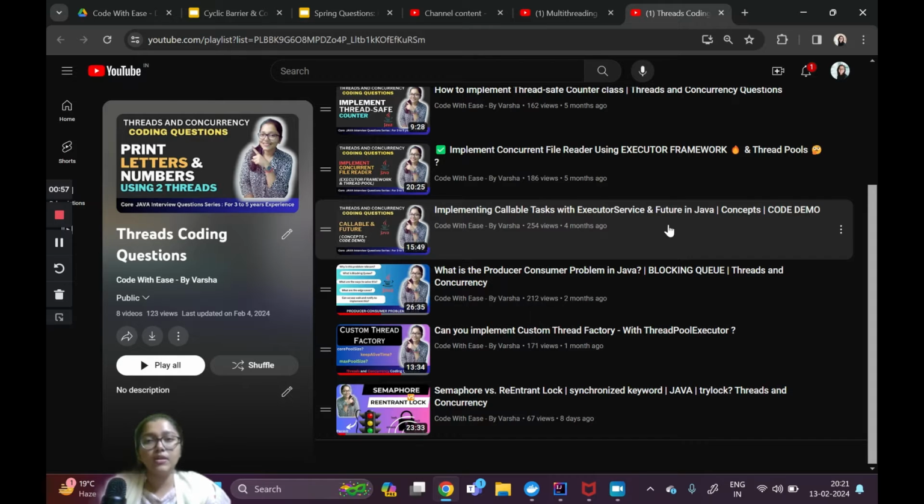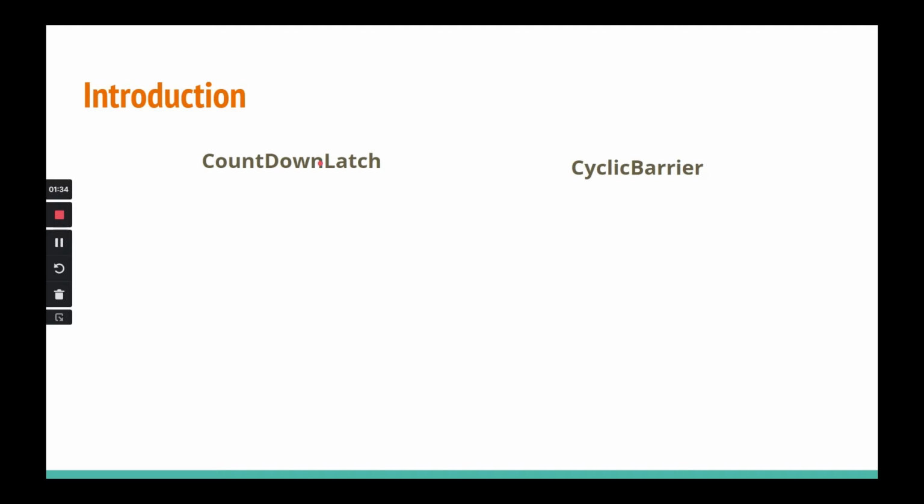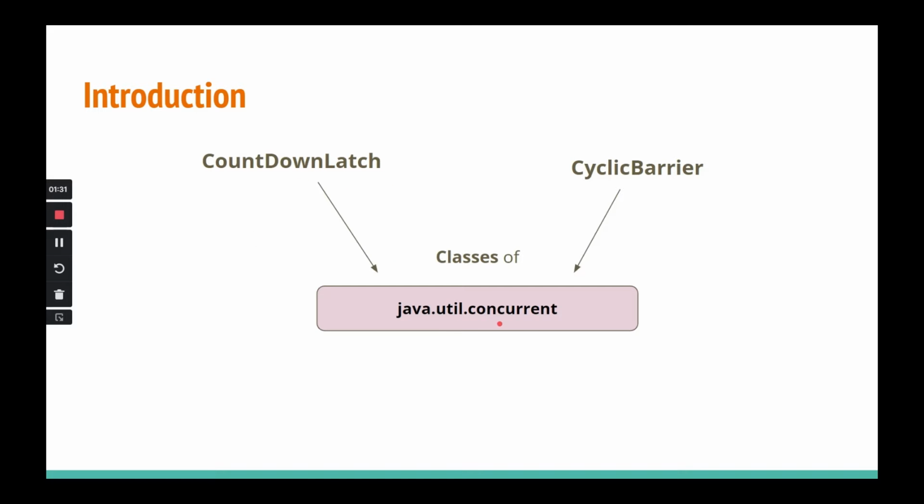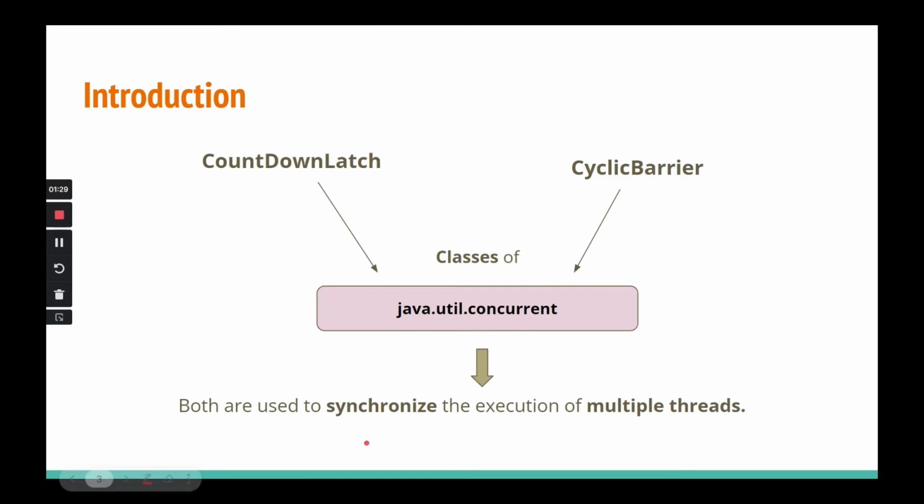Along the video, we are going to see the different real-world use cases of these as well, and why it is so important to know about these 2 synchronization constructs. So without further ado, let's begin. With the introduction, these are the classes which are part of the Java util.concurrent package, and we know that they are used to coordinate the execution of multiple threads.